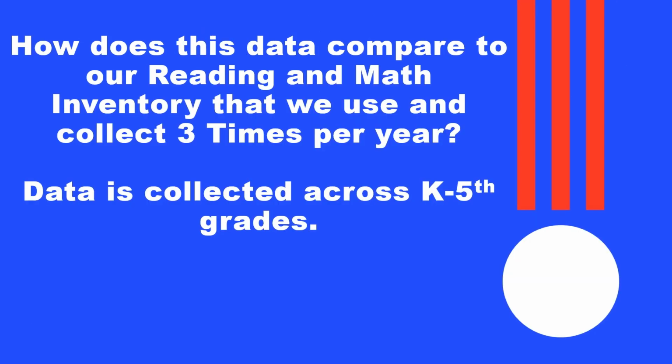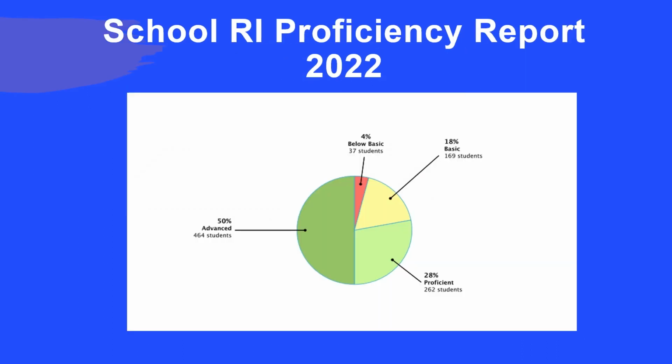How does the data compare to our reading and math inventory that we use and collect 3 times per year? This is a beginning, middle, end assessment, and it's collected across kindergarten through 5th grades, so the data is not exactly comparable because of the grade level change, but you can see that the trends are pretty similar.